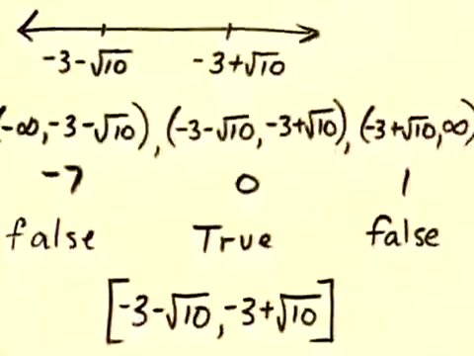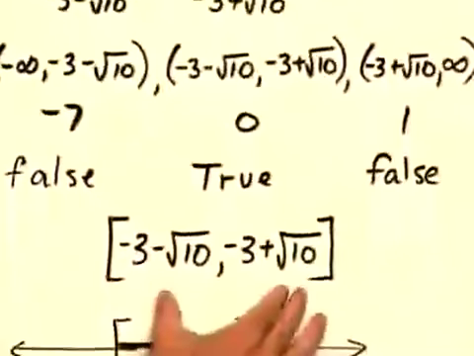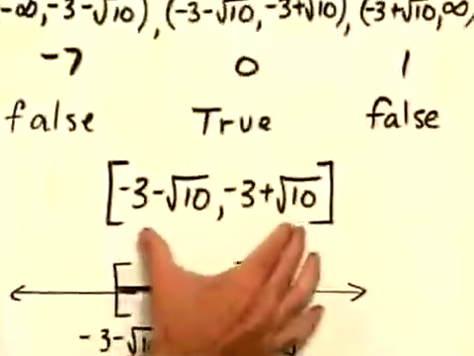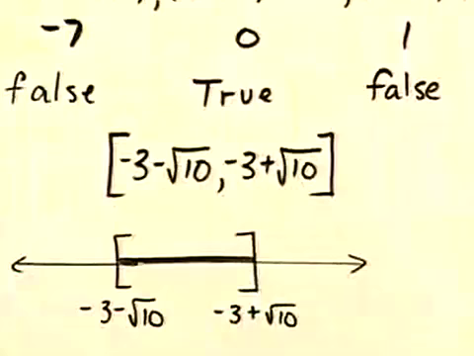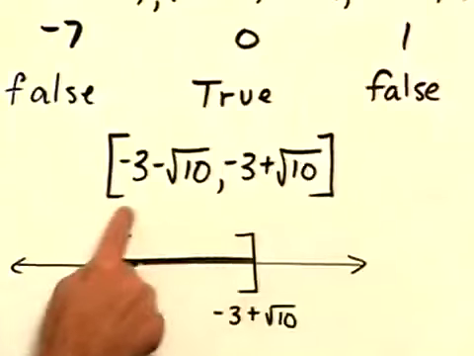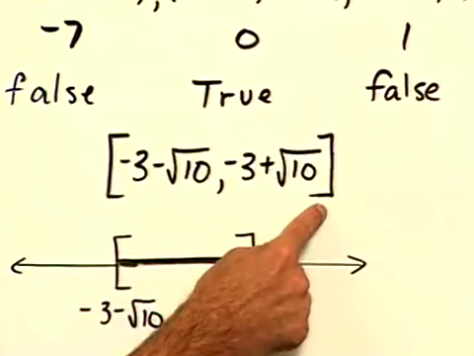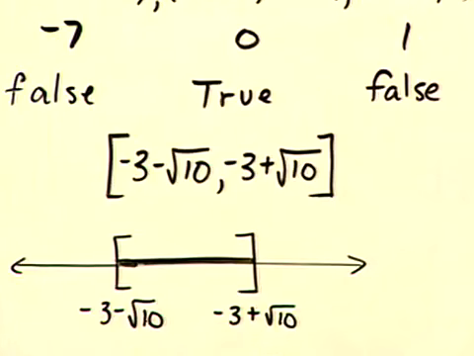So our solution is everything in the interval, including our endpoints, because those endpoints, remember, are those values that actually make it equal to 0. And our original inequality said less than or equal to. So we want to include the endpoints as part of our solution. And if I graph this solution, it's every point in between our endpoints, including our endpoints.